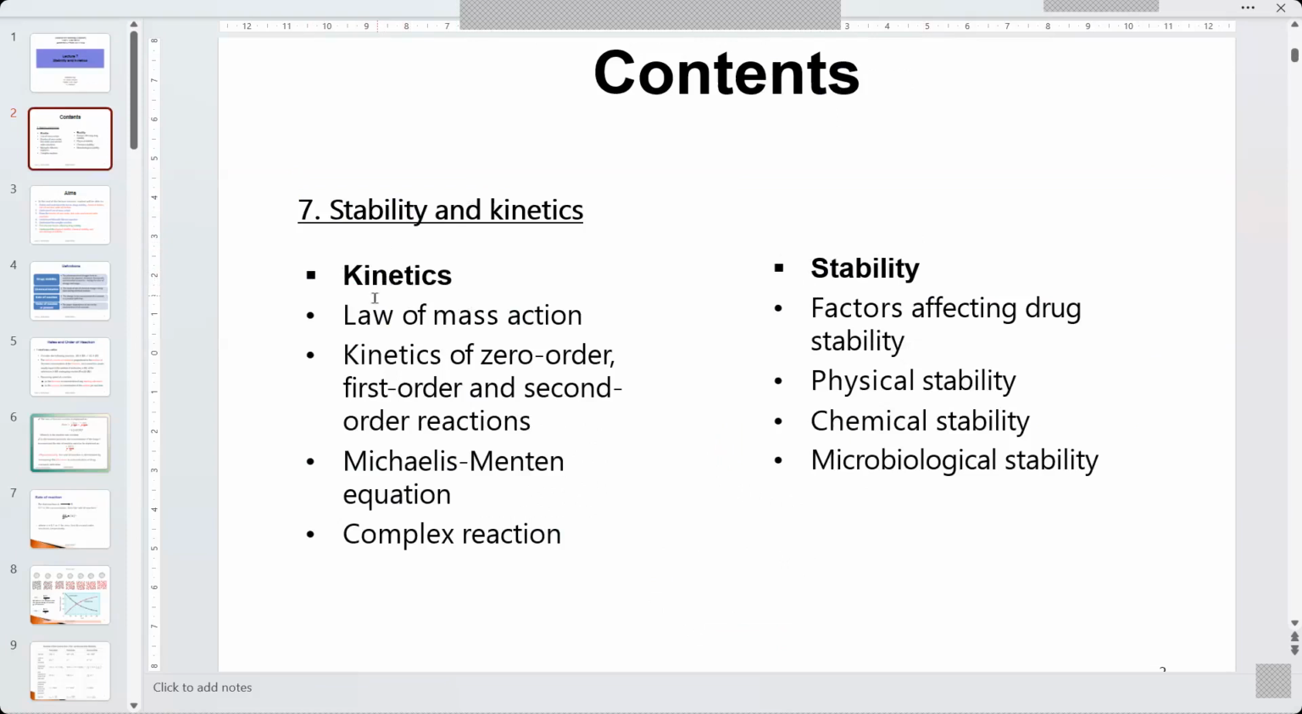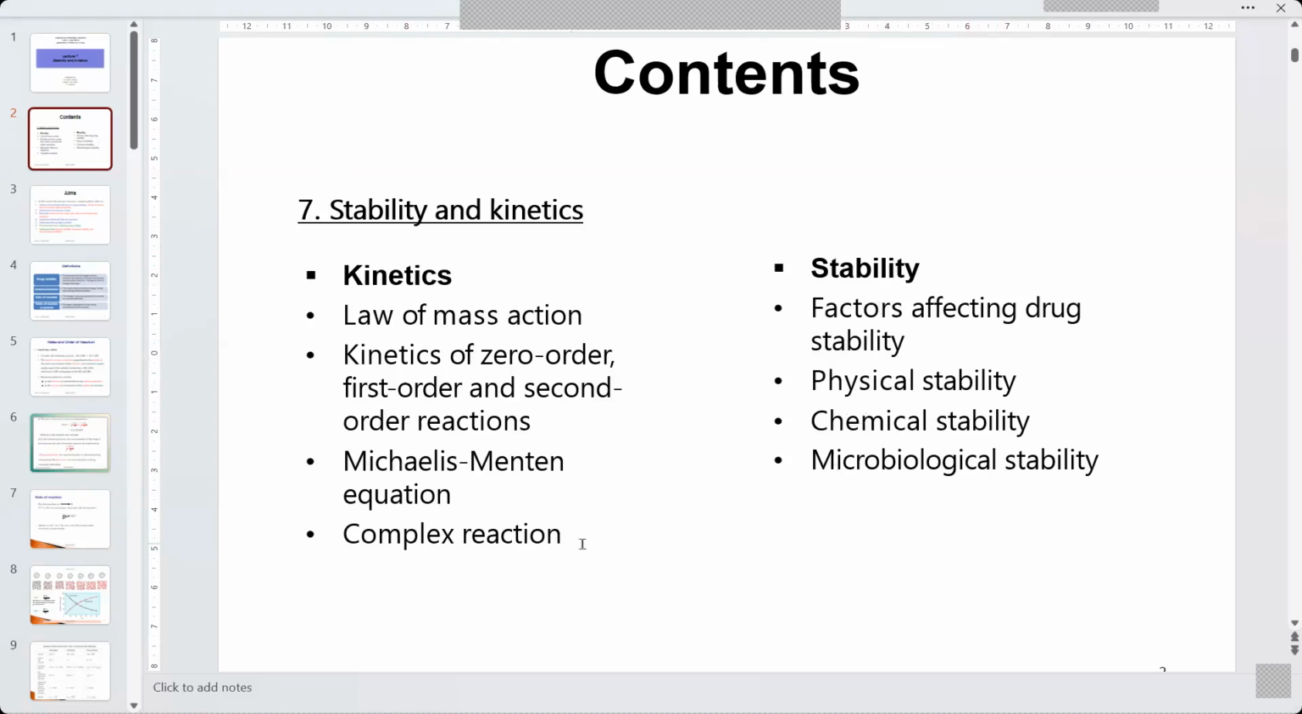Under kinetics, we'll discuss the points of law of mass action, the reaction order, zero, first, and second order kinetics, and then the Michaelis-Menten equation and complex reactions. For stability, the points we'll discuss are factors affecting drug stability, physical stability, chemical stability, and microbiological stability.